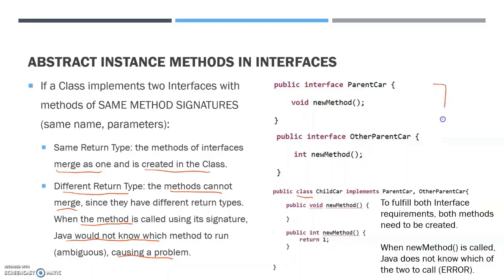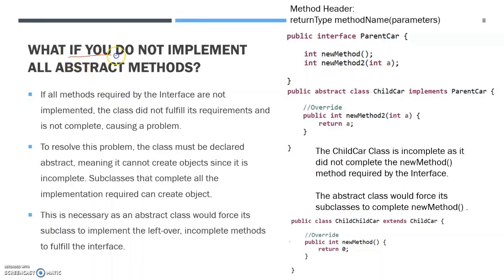For example, when these two interfaces are called, because of how these two methods are different from each other, they both need to be implemented separately. When new method is called, Java will not know which of the two methods to call, therefore creating ambiguity and causing an error.